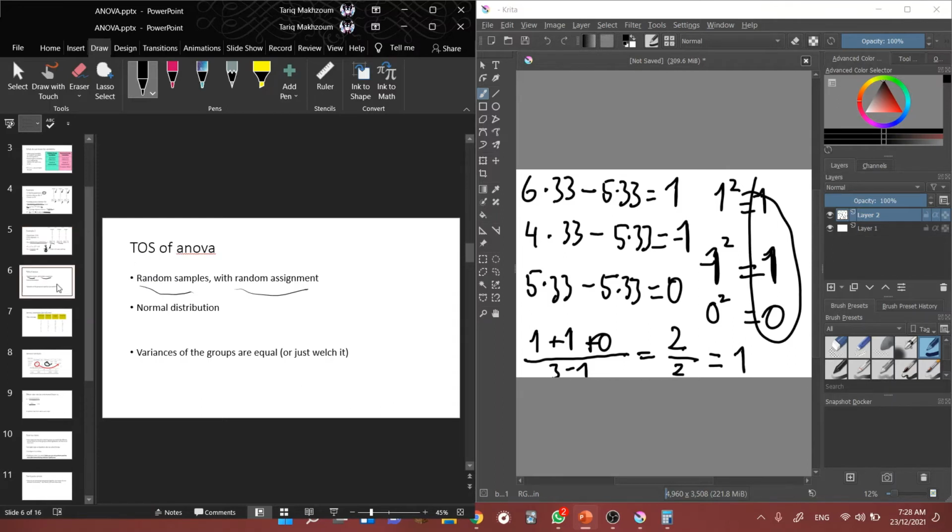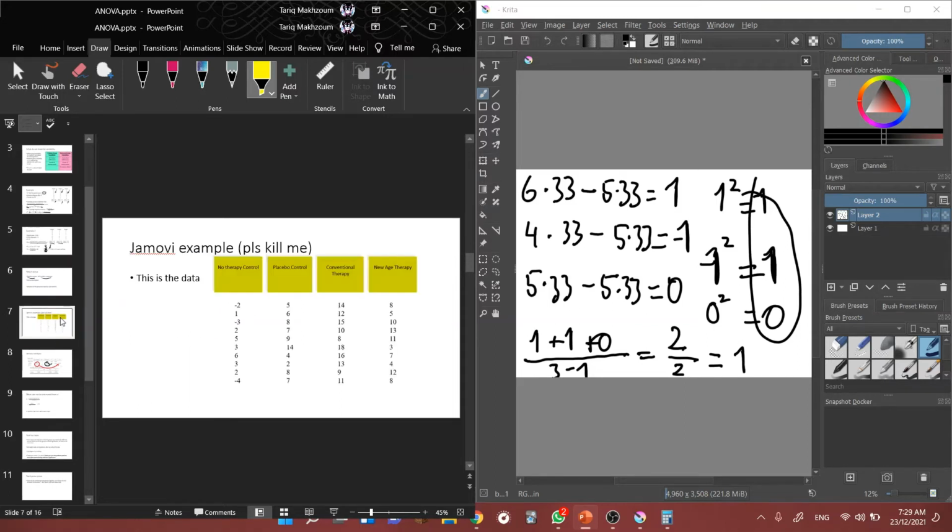Now, alternatively, if the variances aren't equal, what you can do is use a Welch's ANOVA, right, which is a little bit more complicated, and we don't actually have to know the maths for it, but if he does ask us questions, it's going to be about analyzing the Jamovi output for Welch's ANOVA. Right, so let's just take a look at that.